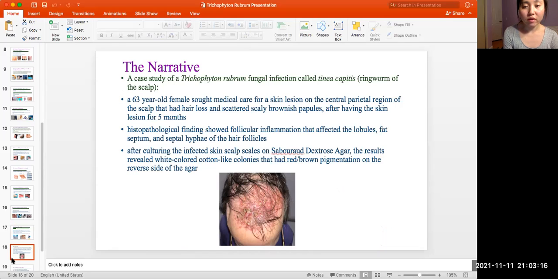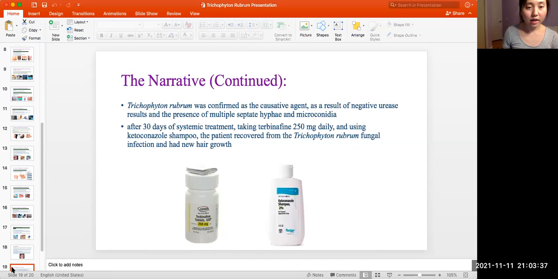Histopathological findings showed follicular inflammation that affected the lobules, fat septum, and the septate hyphae of the hair follicles. After culturing the affected scalp scales on Sabouraud dextrose agar, the results revealed white-colored cotton-like colonies that had red-brown pigmentation on the reverse side of the agar. Trichophyton rubrum was confirmed as the causative agent as a result of negative urease results and the presence of multiple septate hyphae and microconidia.